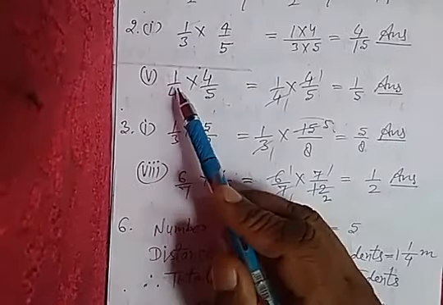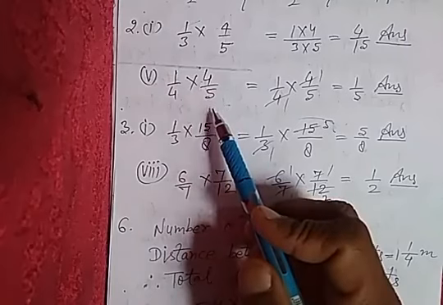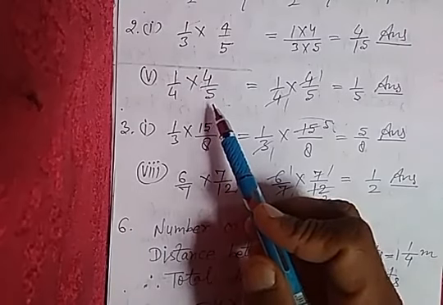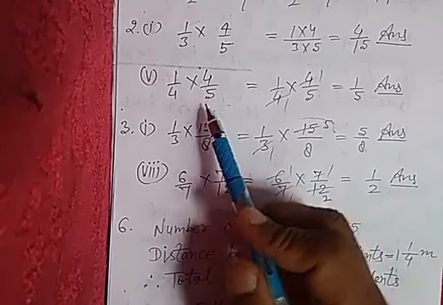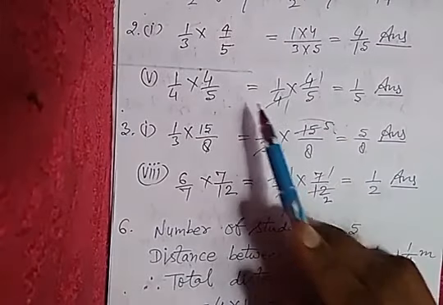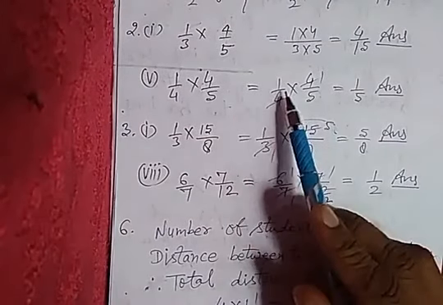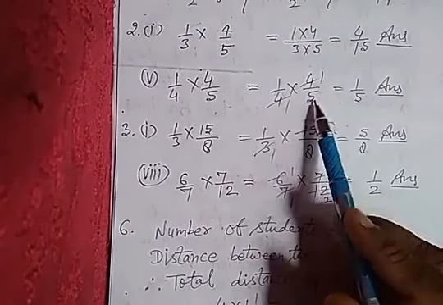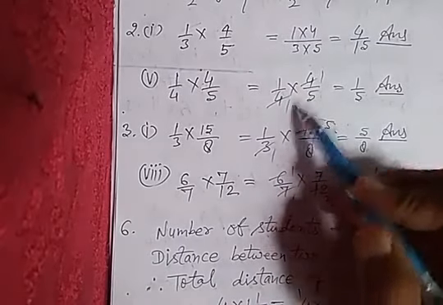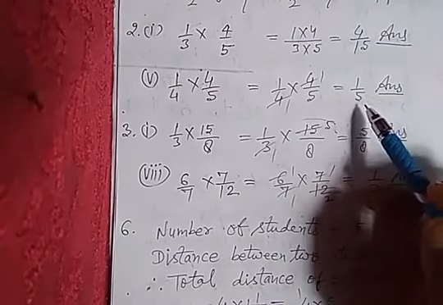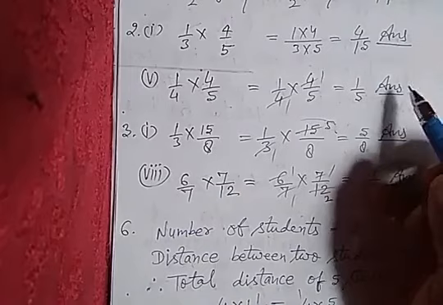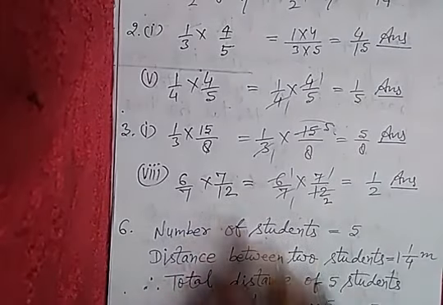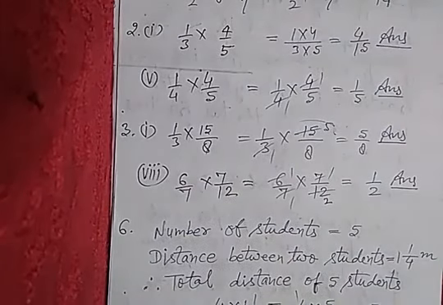Now fifth part, 1/4 × 4/5. In this question we have to find the product in simplest form. 1/4 × 4/5, dividing by 4, we get 1 and 1, so 1/5. This is the answer.